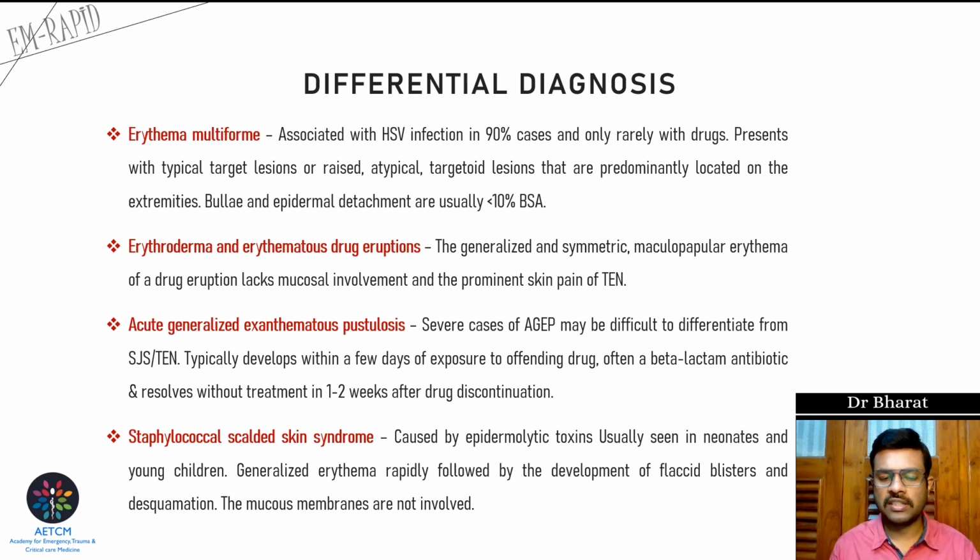Erythroderma and erythematous drug eruptions can also be a differential diagnosis. They show generalized and symmetrical maculopapular erythema of a drug eruption, but lack mucosal involvement and prominent skin pain as in SJS/TEN. Acute generalized exanthematous pustulosis is a severe case, and in those severe cases it can be very difficult to differentiate. AGEP typically develops within a few days of exposure to the offending drug, often a beta-lactam antibiotic, and resolves within 1 to 2 weeks of drug discontinuation.